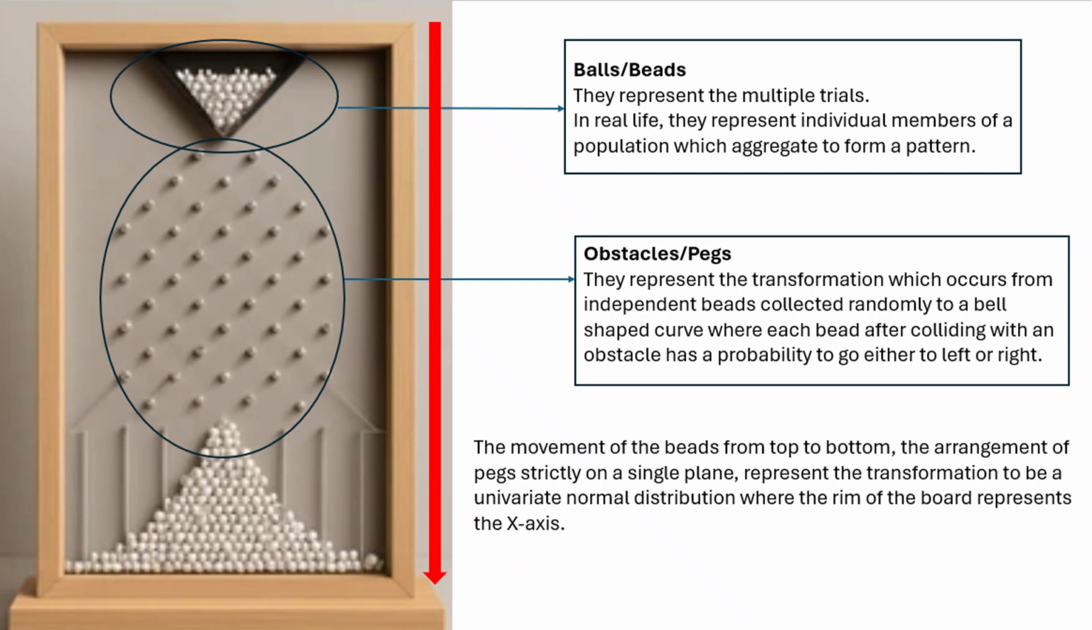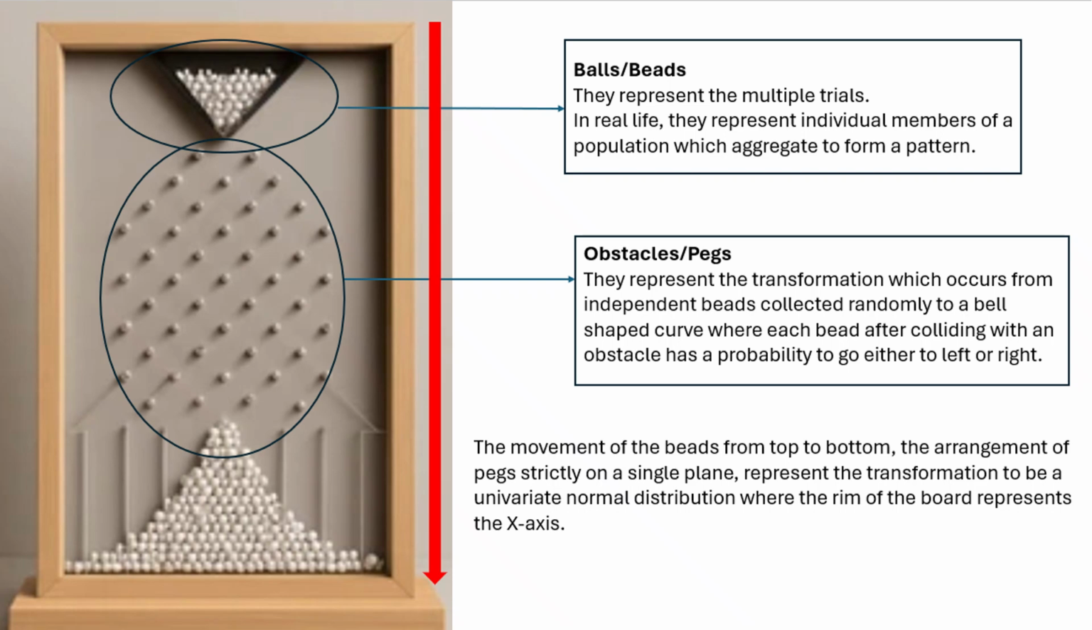They are representatives of multiple trials. They are representatives of multiple identical trials, since all the beads are identical. And in real life they might even represent individual members of a population which aggregate to form a pattern in case it is a case study which is going on.